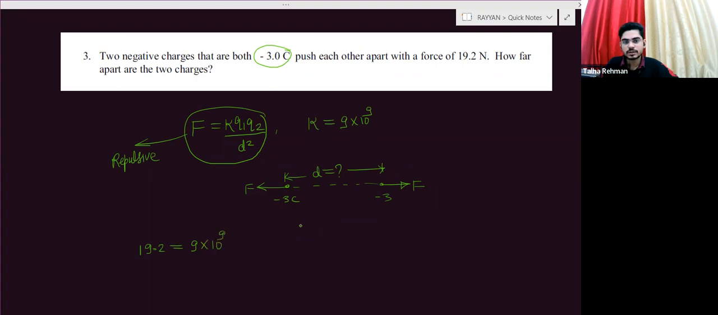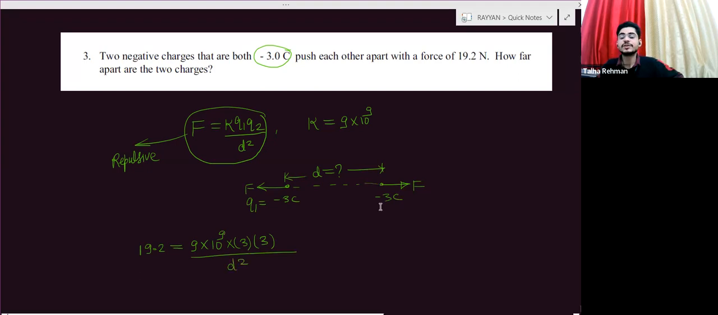K is 9 times 10 to the power 9. Suppose this is your Q1 value. Q1 is -3, but you will take this as positive only. You will not take the sign of the charge. So here you will write 3, and here also you will write 3. This is Q1 and this is Q2, divided by distance square.